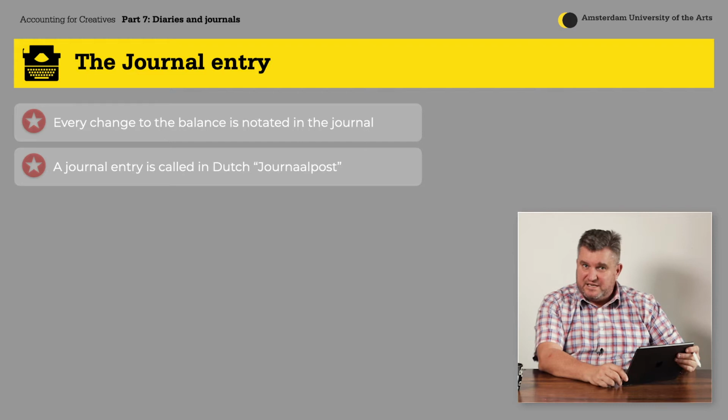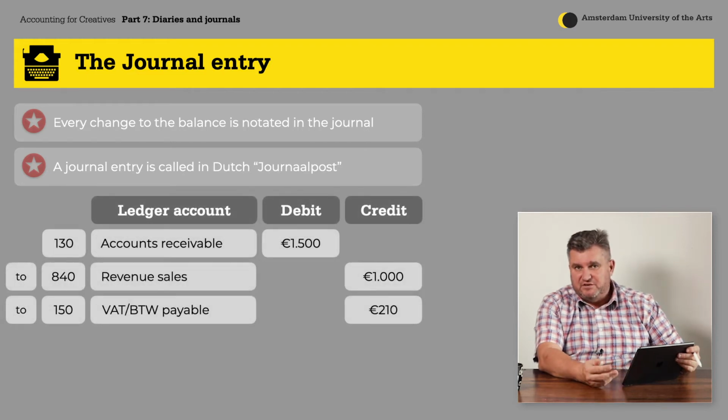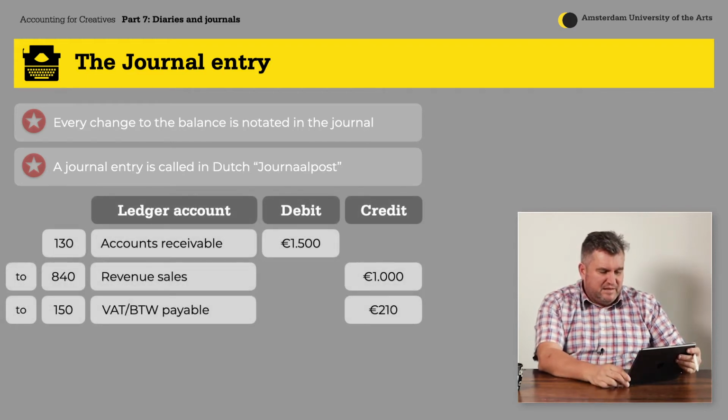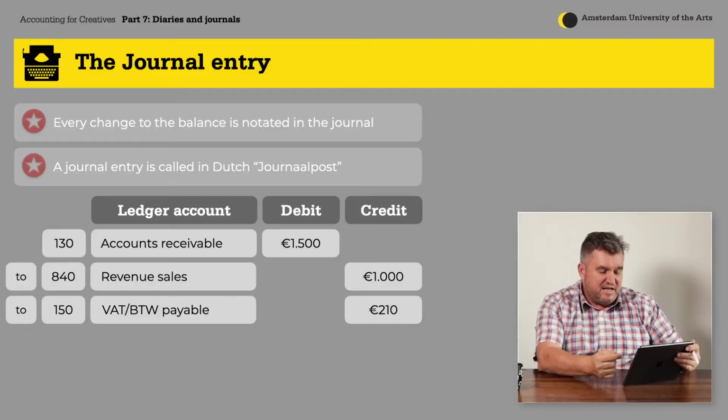So let's have a look at an example, and we start with a sales invoice. If you send a sales invoice to one of your customers, then this customer will have a debt to you, so your accounts receivable will increase. You see this in the first line of the journal entry. The number of accounts receivable is 130, the number referring to the table of ledger accounts. And the amount is 1,500 euros, which is on the debit side of this journal entry.